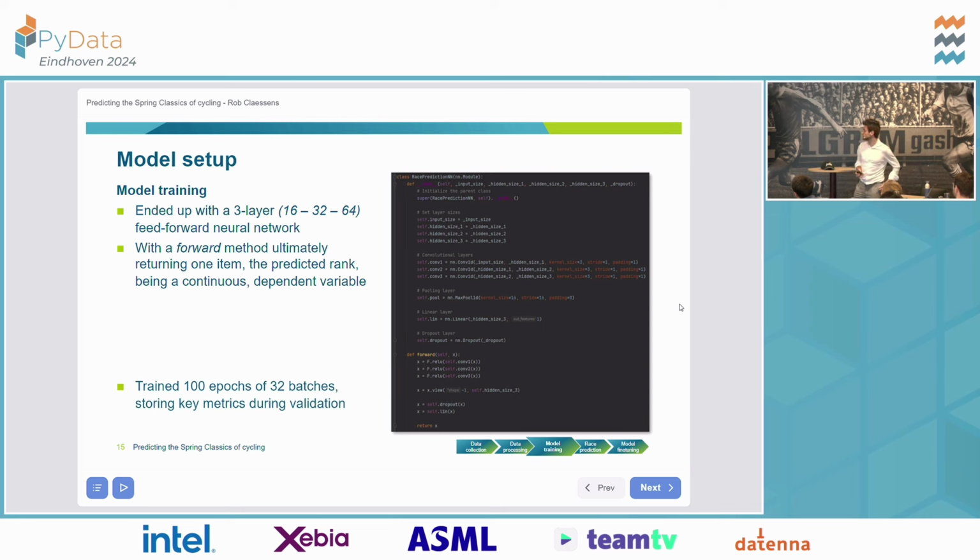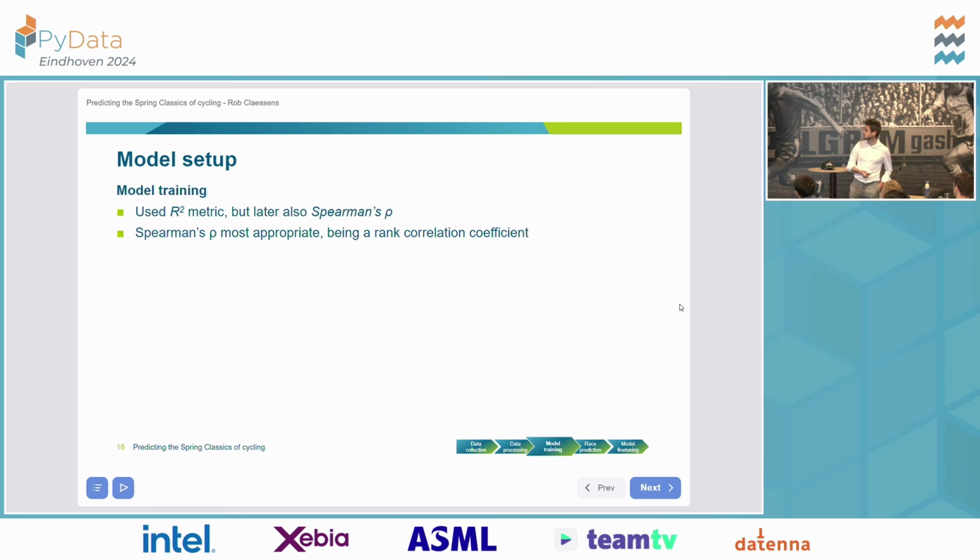And I trained for 100 epochs of 32 batches, while I stored, of course, some key metrics during validation loops. And initially I used the R² metric, but later I also included a Spearman's rho, which is more appropriate as it is a rank correlation coefficient. And that makes sense for me because I'm not really interested in predicting the exact rank, but I'm more interested in what is the order of the predicted ranks of all my riders. So then rank is important, predicting the exact value is less important.